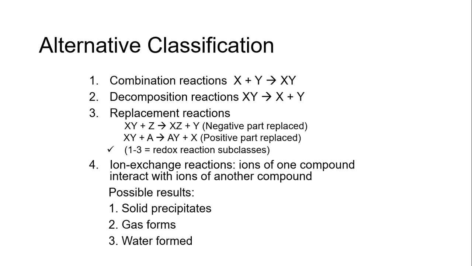Here are some other alternative classifications. These are some of the more common ones that we deal with. One is called a combination reaction. That's where you take two atoms or two molecules and you combine them to form one larger molecule. That would be a combination reaction.